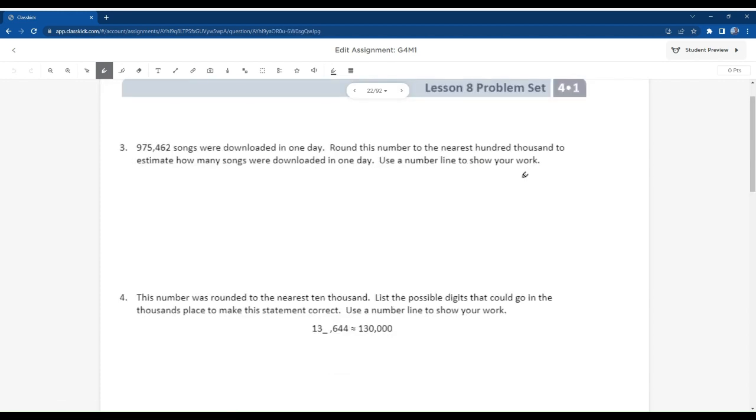Number 3 says 975,462 songs were downloaded in one day. Round this number to the nearest 100,000 to estimate how many songs were downloaded in one day, and we're going to use a number line to show our work. And again, 975,462 songs. So we're going to use that vertical number line, same process that we were doing before. So here's my vertical number line.